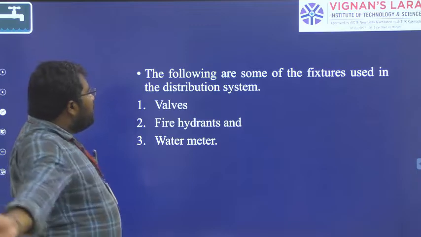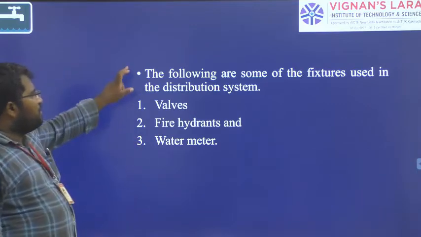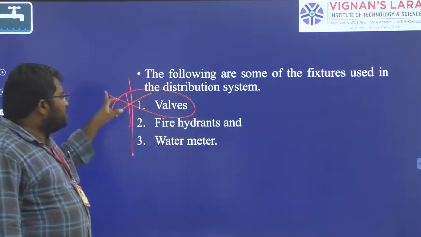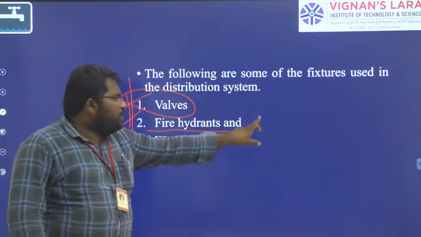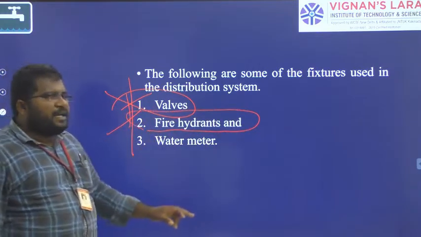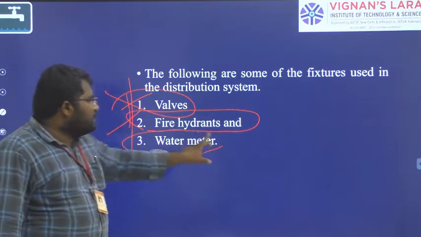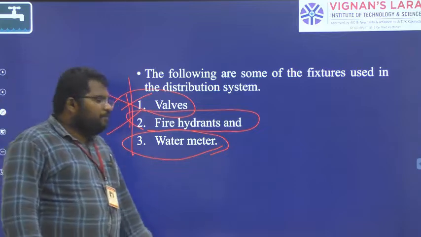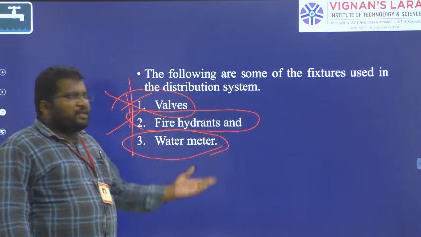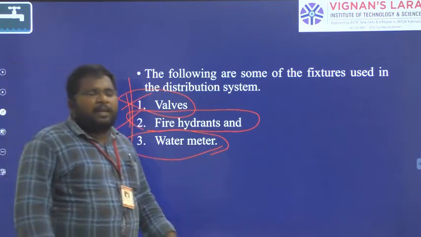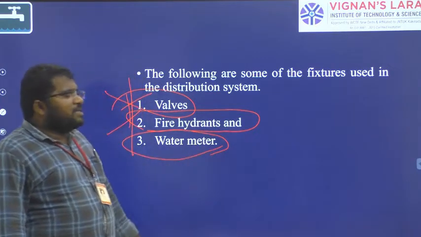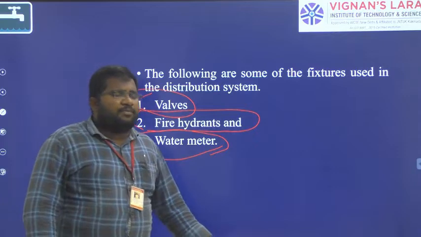Mainly, the following fixtures are used in the distribution system: valves, which we already discussed. Next, for firefighting purposes, we already studied in the first unit the fire hydrant, and for measuring the water discharge given to a particular home, we have the water meter. So these are the appurtenances, how to lay down the pipeline, and the different valves used in the pipeline system of water supply.